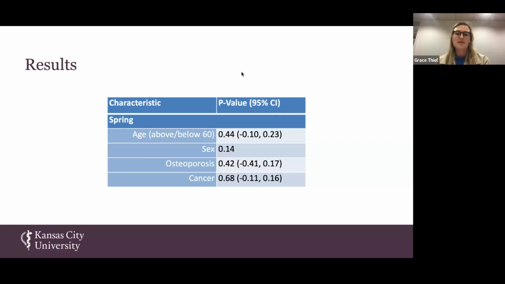So next we have a results table that talked about the Mann-Whitney U test, which was conducted for the comparison of sex, and then the rest were independent sample t-tests. And these metrics were compared to the spring used. All were insignificant here.